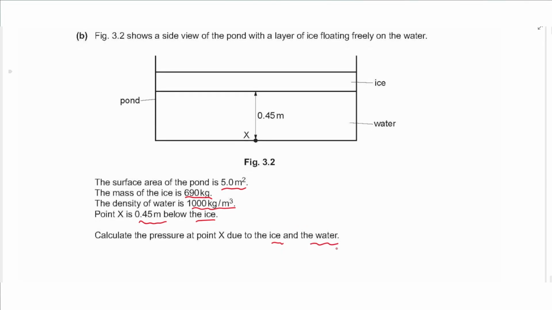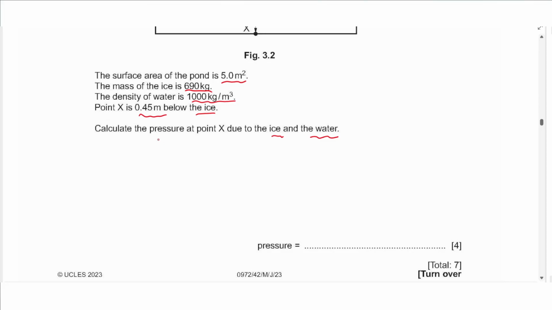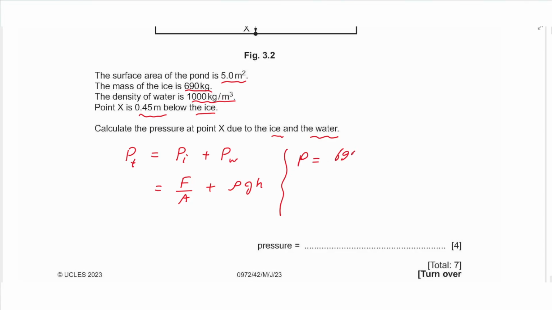So we need to calculate the total pressure of two things. The total pressure is equal to the pressure due to the ice plus the pressure due to the water. For the ice, that's a solid, we can use the equation force over area. And for the water, that's a liquid, we use rho gh. Now we calculate. The force due to the ice is the weight of the ice, which is equal to the mass multiplied by the gravity field strength. Then we divide it by the area, which is 5.0. That's the first part.